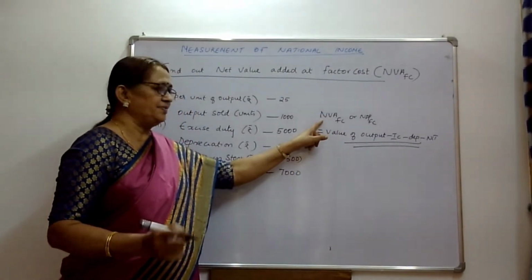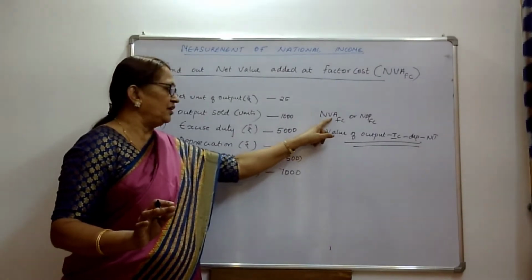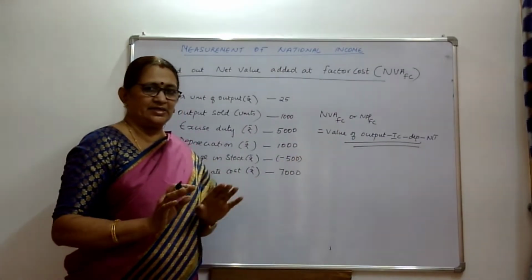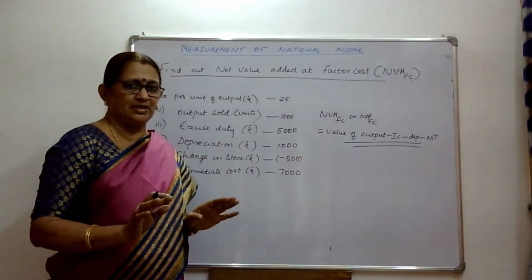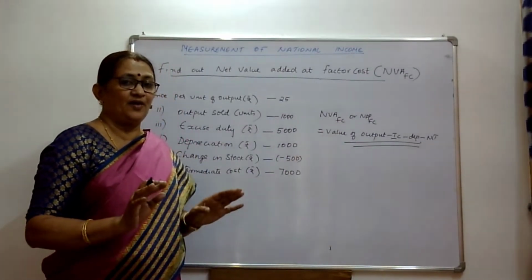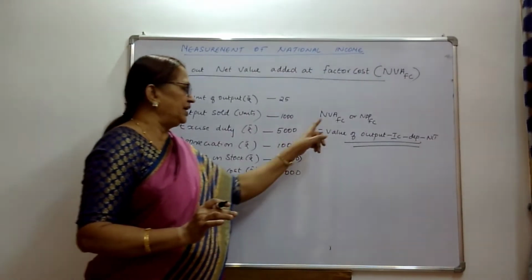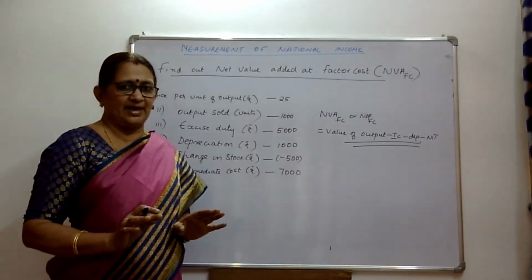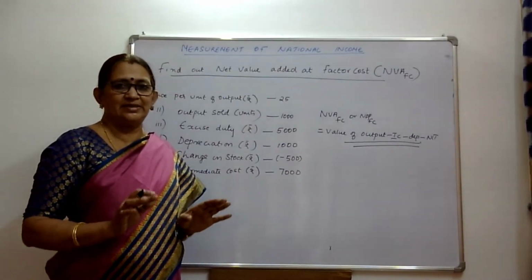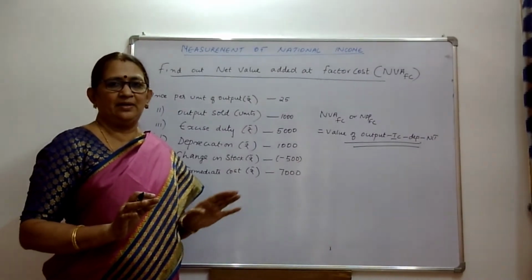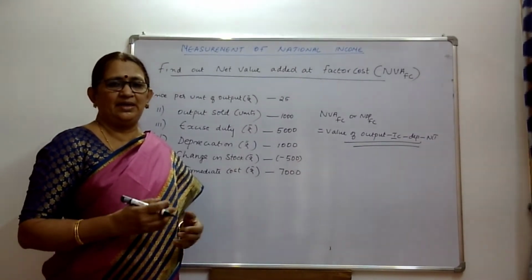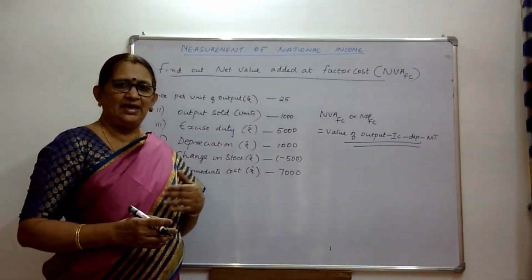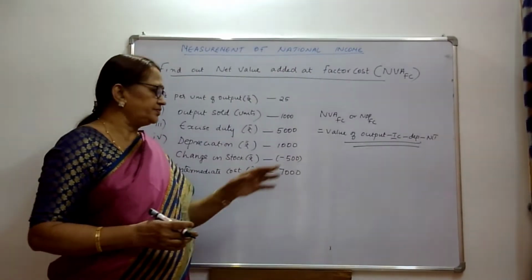Because it is a net concept, it does not include depreciation. Value added or domestic product does not include intermediate consumption. It includes only the value of final goods and services. It is a factor cost, that means it does not include net indirect tax. So if you learn this, it is easy for you to calculate. Any numerical given, any particulars given, you can calculate national income. You can calculate any aggregate of national income.